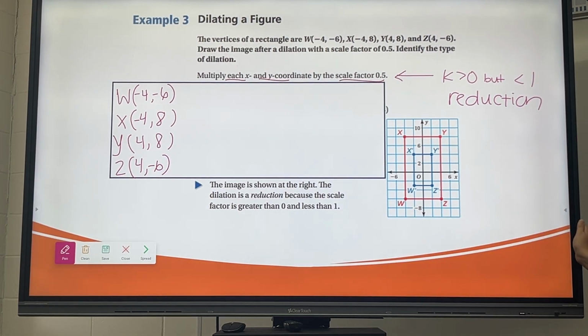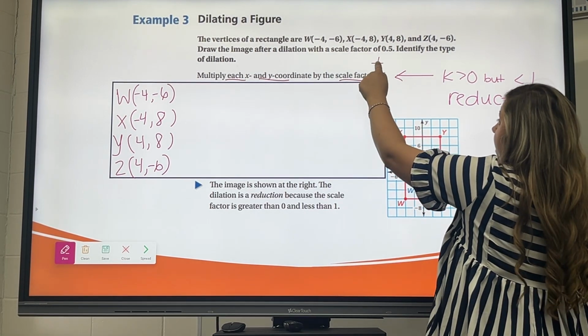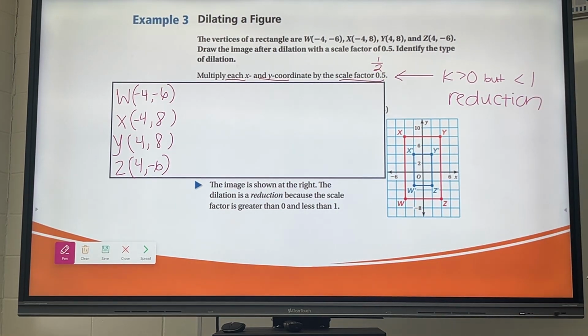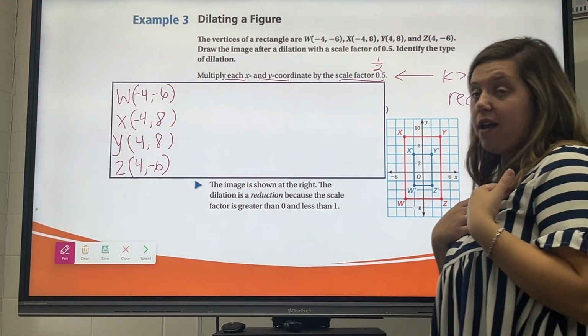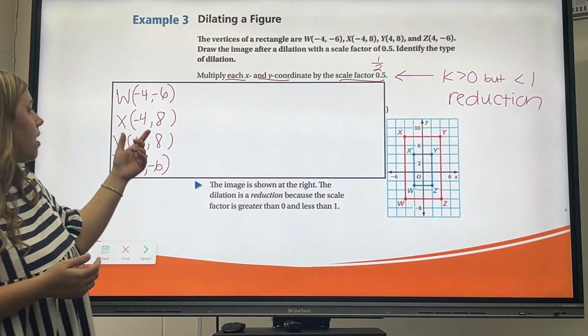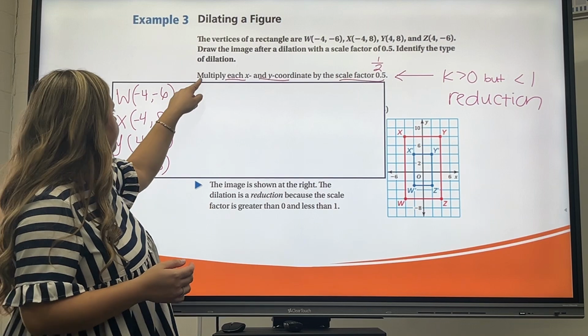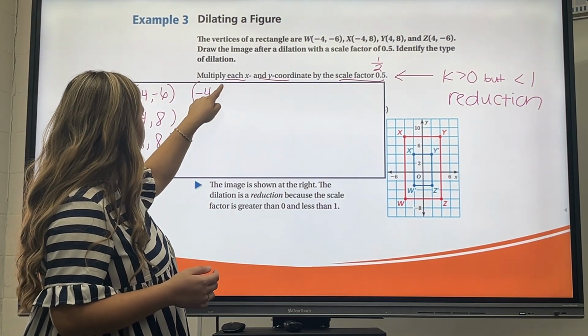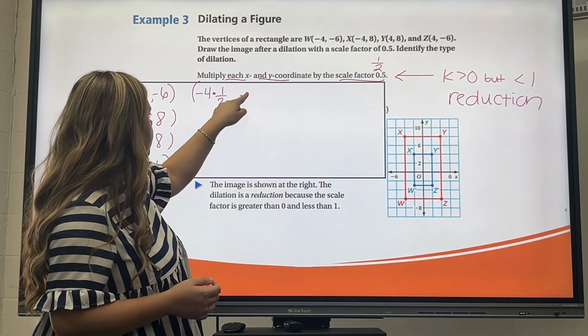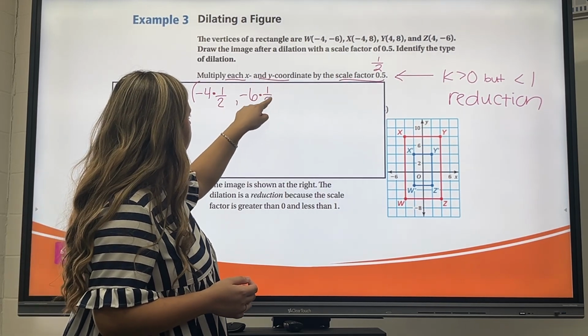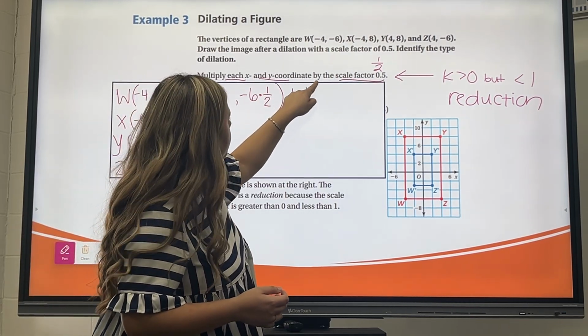Now we need to do the math. So we're going to take every single one of those points and multiply by 0.5. I'm hoping though that you would know that 0.5 is the same as 1/2, because it's a lot easier to multiply something by 1/2 than it is to multiply by 0.5, I think. So let's talk about it. I'm going to take this -4 and multiply by 1/2, and -6 and multiply by 1/2, and that's going to give me my new W prime.